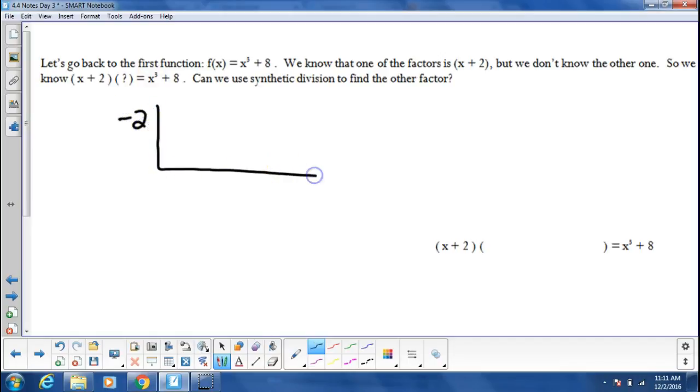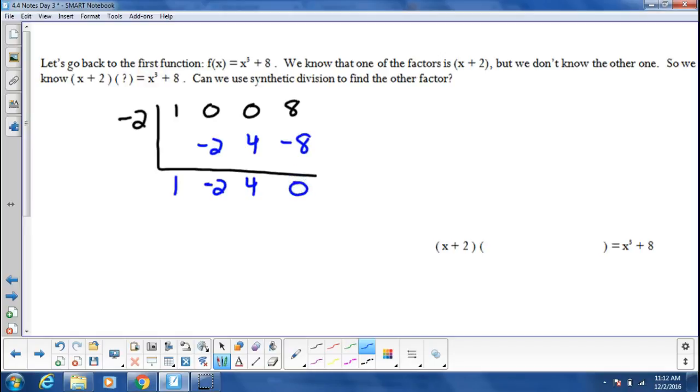What are the coefficients that I'm dividing into? 1, 0, 0 and then 8. I have to have a squared term, a linear term, and then my constant term. Okay? So I take this 1 and I drop it down. Then I multiply. Then I add. Then I multiply. Then I add. Then I multiply. Then I add.